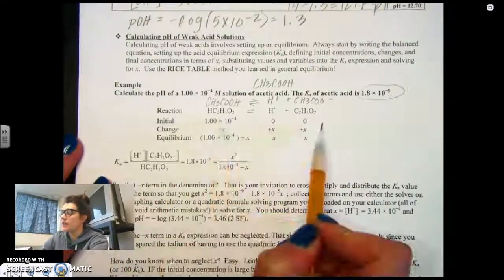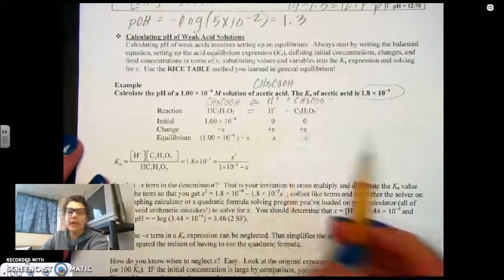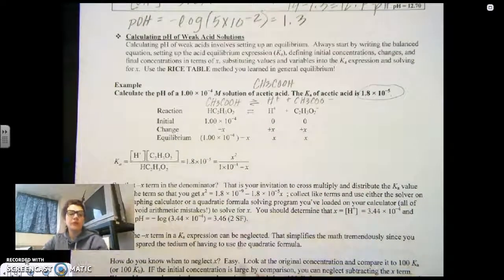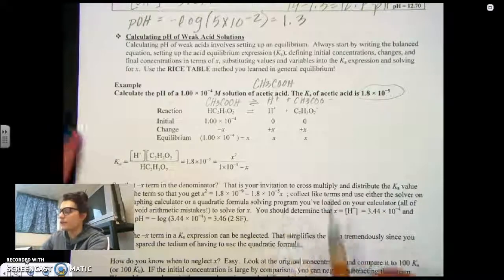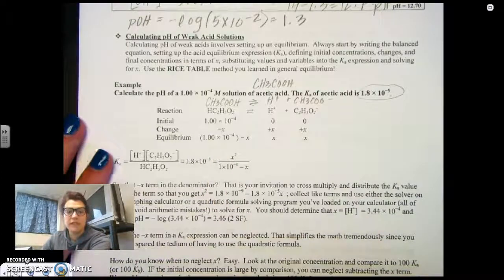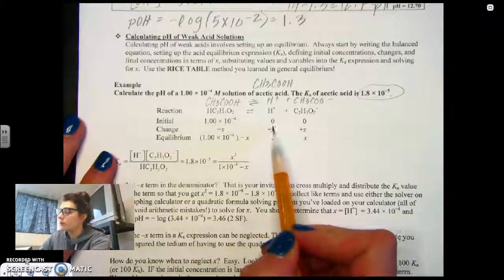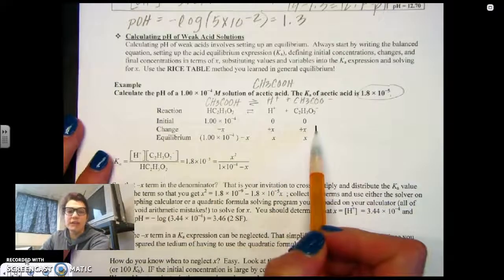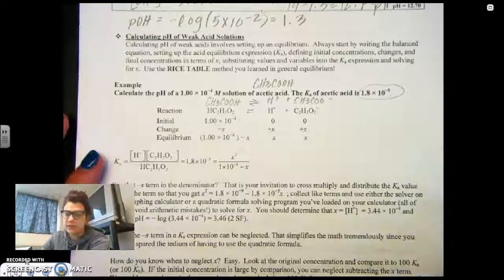Then we just set up a RICE table. The first thing is our reaction. The next thing is what do we initially have? Well, before the reaction takes place, we only initially have the concentration of the acetic acid. So our starting concentration for the acetic acid is 1 times 10 to the negative 4th, and then we have 0 proton and 0 of the acetate ion before the reaction even starts.